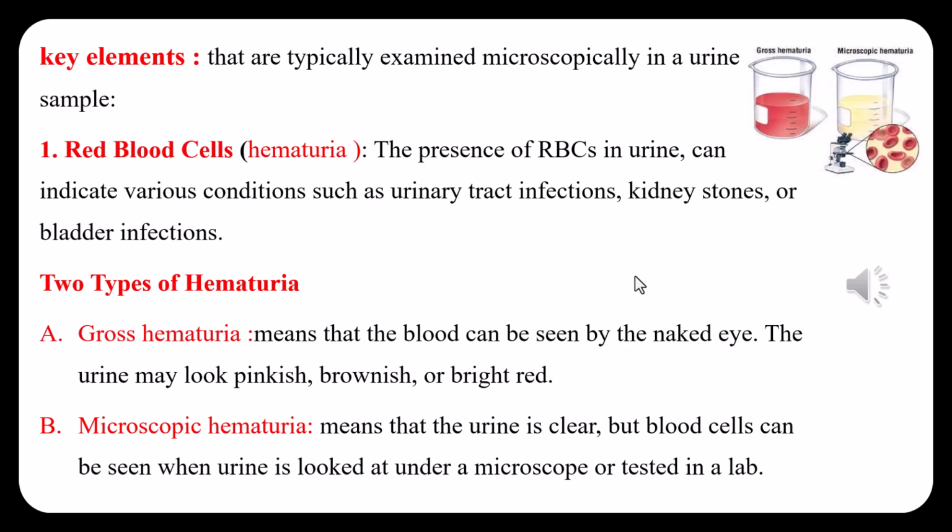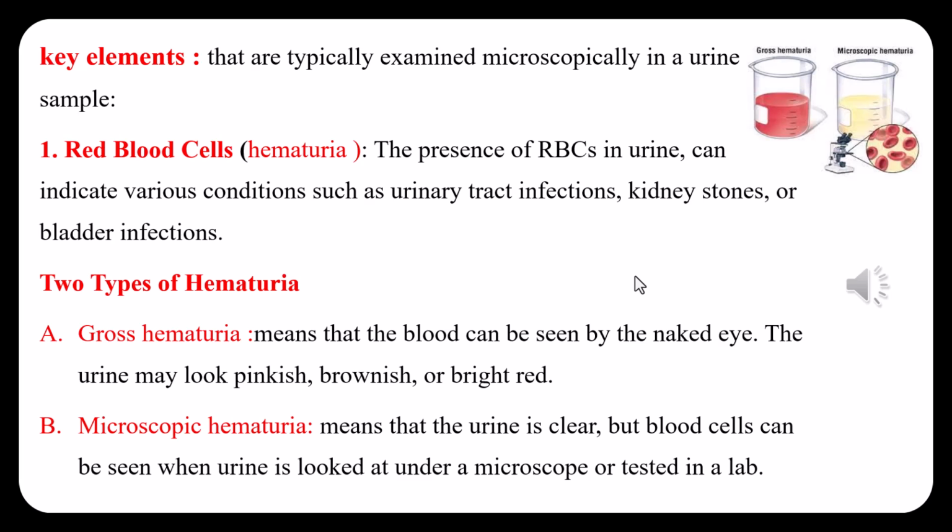These are the key elements typically examined under the microscope in the urine sample. The most common one present if the patient has an infection is the red blood cell. We say hematuria. The presence of red blood cells in the urine can indicate various conditions. Maybe the patient has a urinary tract infection, or a kidney stone, or a bladder infection. In hematuria, we have two types: gross hematuria and microscopic hematuria.